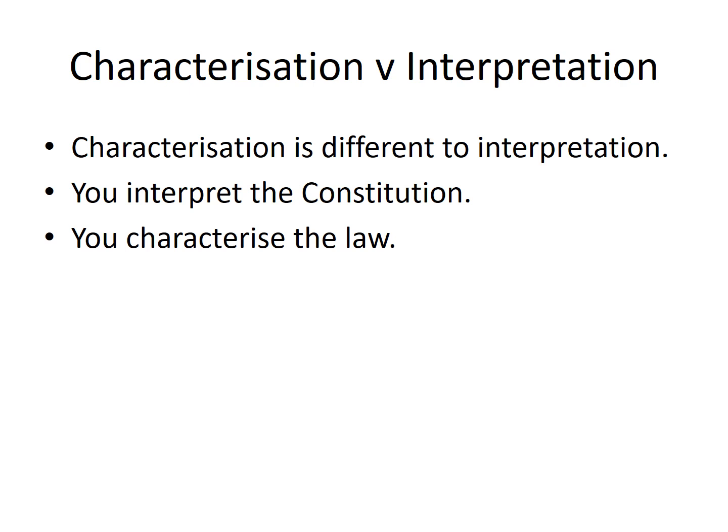Characterisation refers to whether a law enacted by the Commonwealth Parliament is a law with respect to a matter over which the Commonwealth has legislative power. For example, if the Commonwealth Parliament enacted a law that prohibited trading bananas in New South Wales, it could not be characterised as a law with respect to trade and commerce with other countries and among the states because it applies only within New South Wales. It would be held to be invalid. Remember, you interpret the Constitution, but you characterize the law.